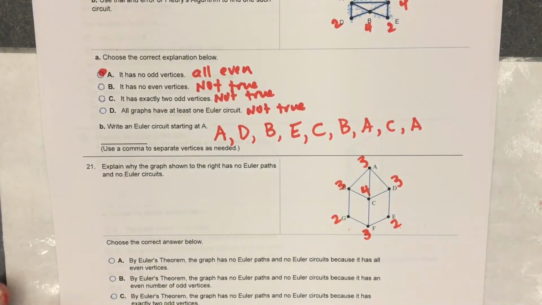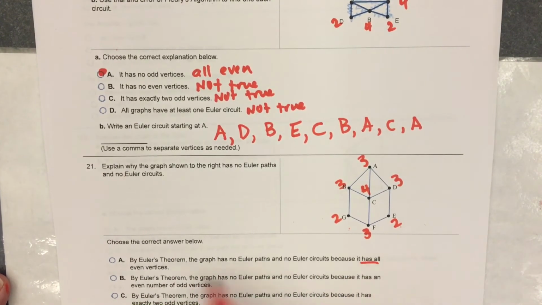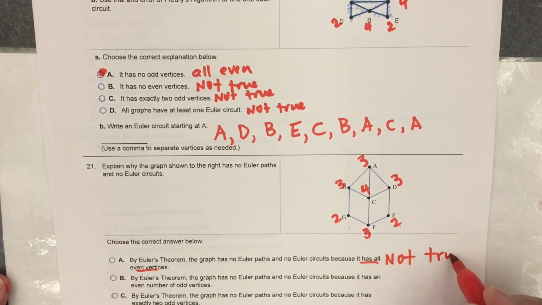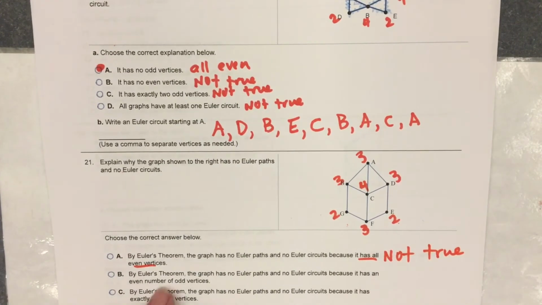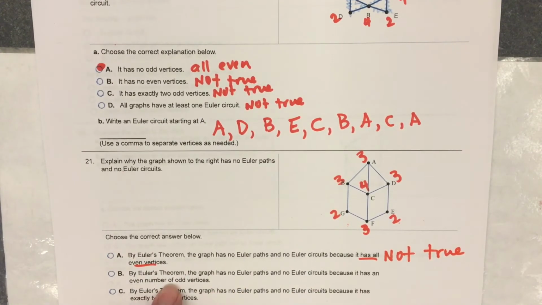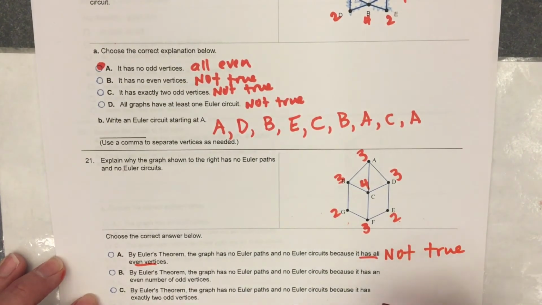By Euler's theorem, the graph has no Euler paths and no Euler circuits because it has all even vertices. Well, that's not true. Part B, by Euler's theorem, the graph has no Euler paths and no Euler circuits because it has an even number of odd vertices. That's a true statement, but that's not the reason why.